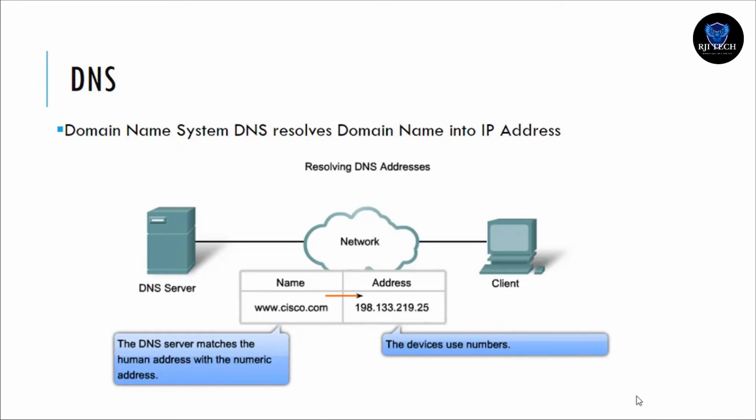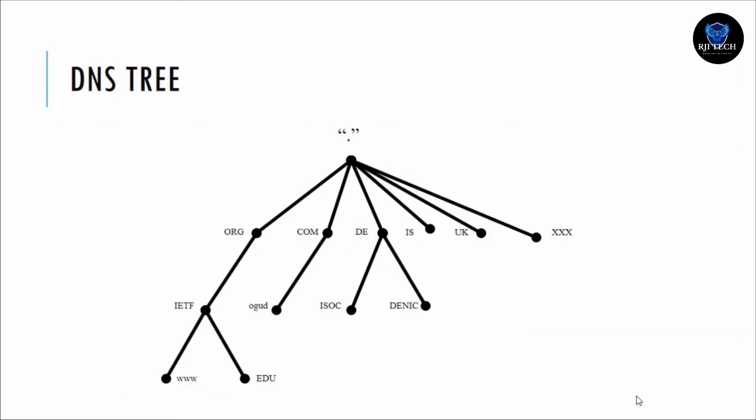So www.cisco.com is mapped into the address 198.133.219.215. Humans can easily understand names, machines can easily understand addresses, and the DNS acts as the resolution machine for resolving names into addresses. This is the DNS tree around the world.